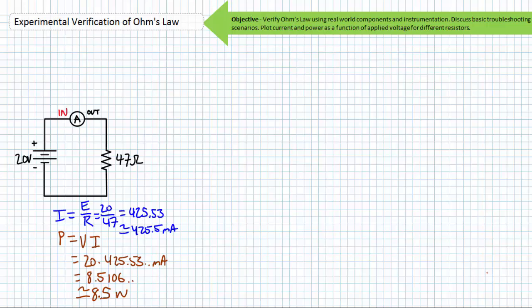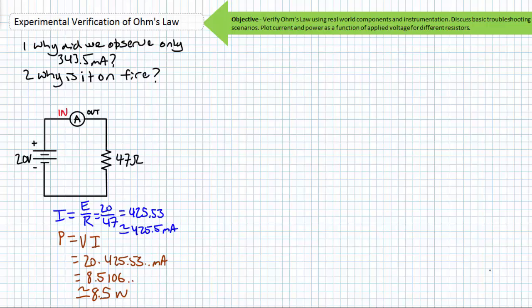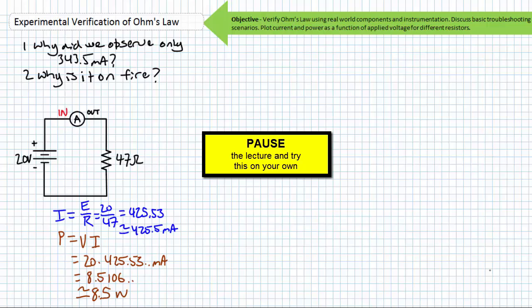Now, using these figures of 425.5 milliamperes and 8.5 watts, can you figure out why we're observing these two symptoms? Number one, why do we only observe 343.5 milliamperes and not the 425.5 milliamperes as we calculated? And number two, most importantly, why is our circuit on fire? Pause the lecture and think about this. Why is our current limited? And why is it on fire?